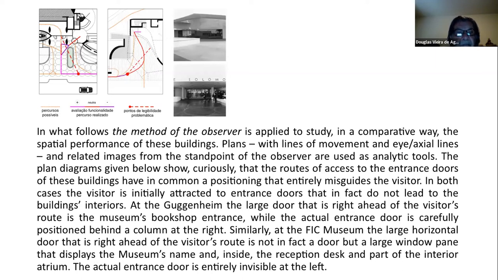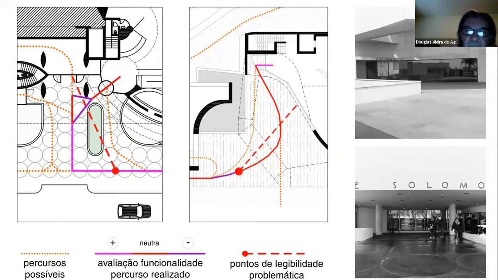Well, the method of the observer, you can see in these images, and the person who has done this work, who has visited, is Andrea Coleman, a student of mine at Prourb. She was there, and in these diagrams, she compares. It's rather interesting the way Siza and Wright both hide the entrance door. In Siza, this line of sight seems to lead to a door, but the door is actually there at the left, hidden. On the right, the same thing. This door is right in front, ahead in the route. And you have the entrance door here at the right, hidden.